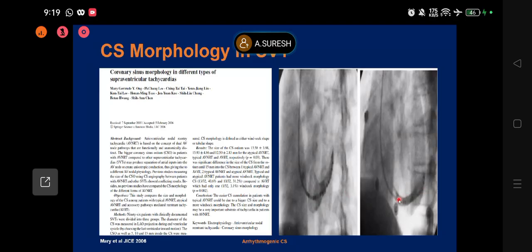So just by taking a coronary sinus injection, you can have an idea of what type of SVT you are going to encounter. If the coronary sinus catheter goes in easily, it means this patient is likely to have AVNRT, because an AVNRT patient has a dilated ostium of the coronary sinus, more than 15 mm. That was studied in this patient.